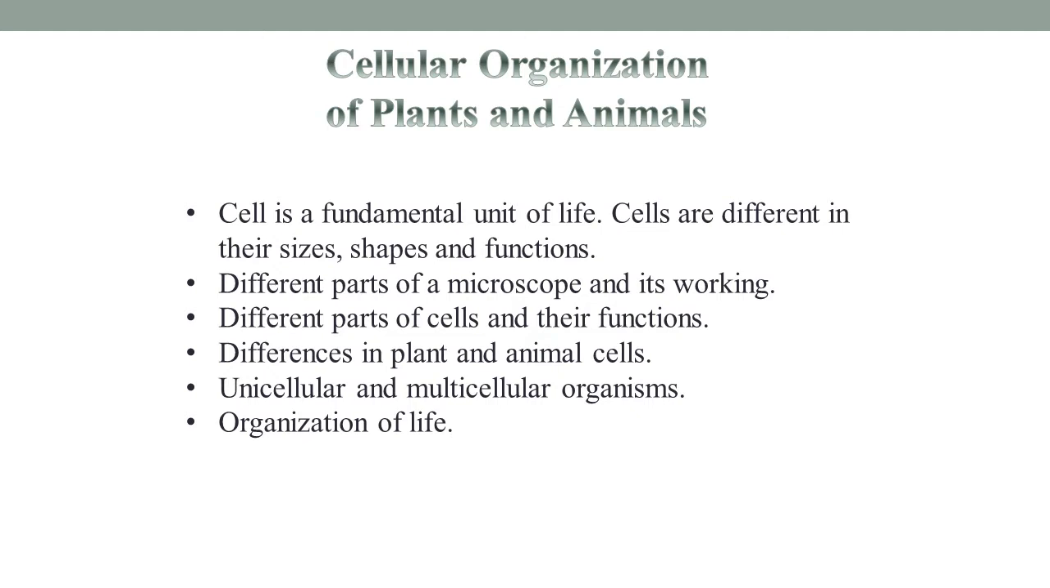We have also studied that organisms are of two types on the basis of their cells. One are unicellular, that consist of only one cell, while others are multicellular organisms that are more abundant and consist of more than one cell. After that, we have discussed the organization of life, that how an organism is made from cells, tissues, organs, organ system, and at the end a complete organism.